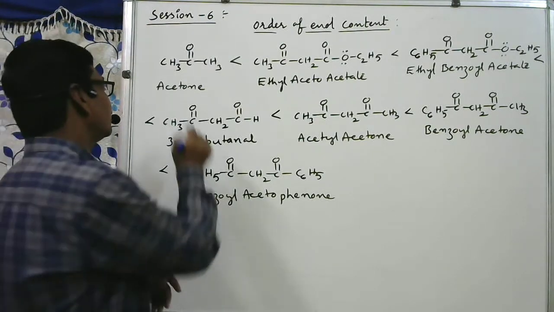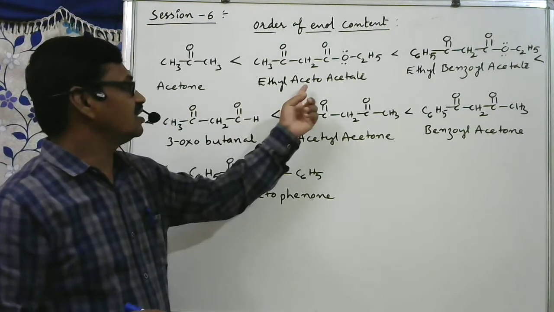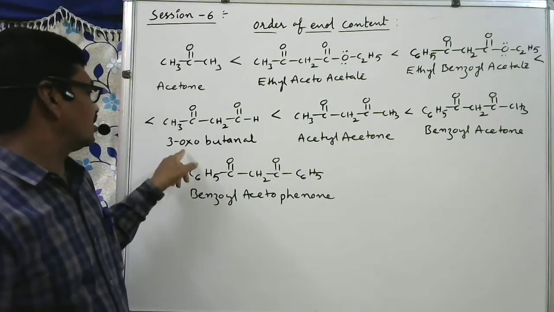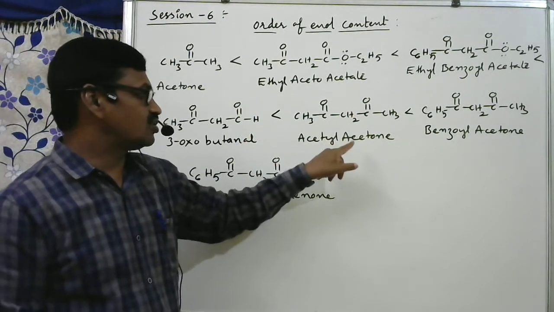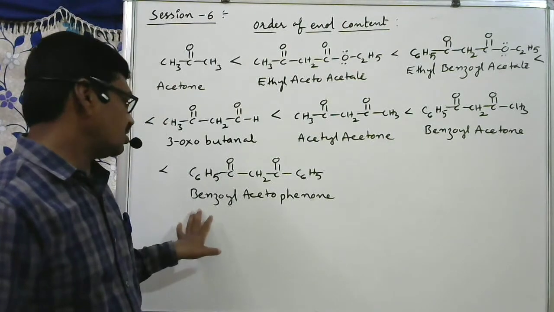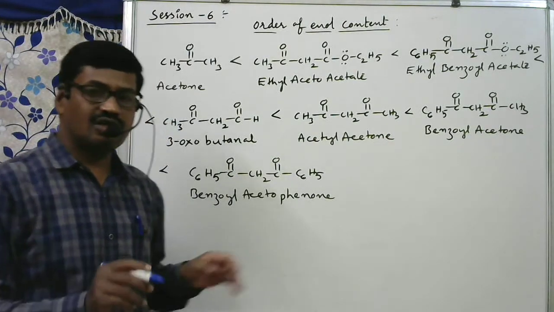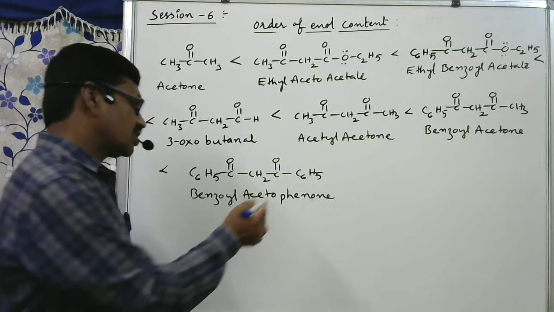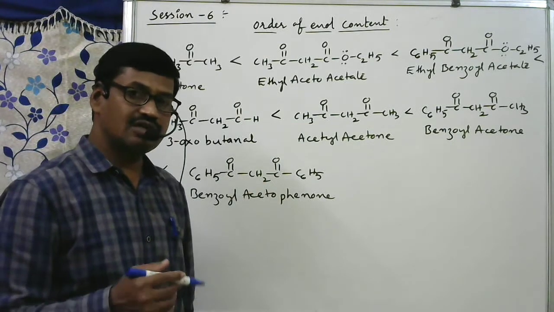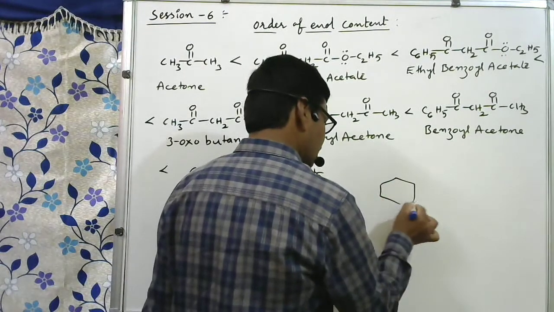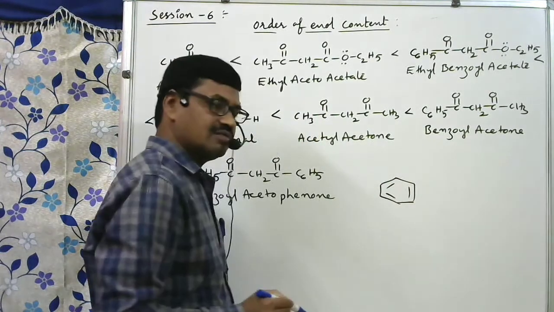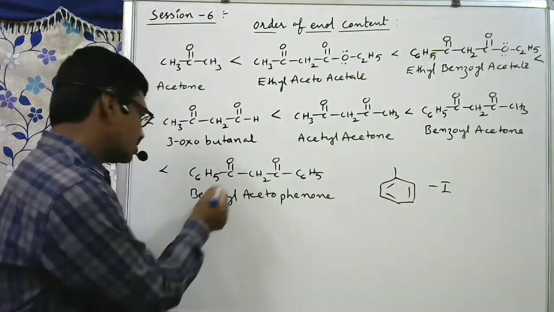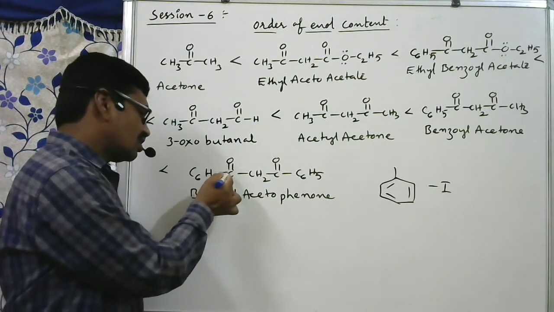So this is the order of different compounds and their enol content. Acetone enol content is very much less than ethyl acetoacetate, less than ethyl benzoyl acetate, less than 3-oxobutanol, less than acetyl acetone, less than benzoyl acetone, and lastly benzoyl acetophenone. So all these compounds you have to remember. Here the only thing is that two phenyl groups are present. Two phenyl groups have minus I nature because of more electron density. In the phenyl group, 6 pi electrons are present. Because of these 6 pi electrons, this phenyl group comes under a minus I group. Minus I group means all the electrons are moving toward this side, meaning the positive charge on this carbon atom increases.